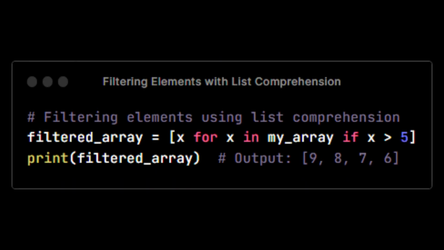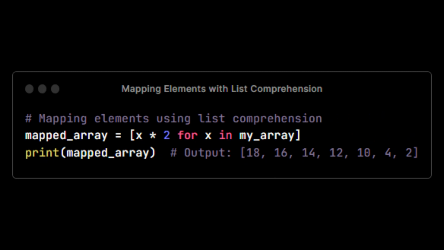Filtering elements with list comprehension. List comprehension provides a concise way to filter elements in an array based on certain conditions. It allows you to create a new array by iterating over the elements of an existing array and applying a condition. In this example, the list comprehension x for x in my_array if x > 5 filters out all the elements in my_array that are greater than 5 and creates a new array containing those filtered elements.